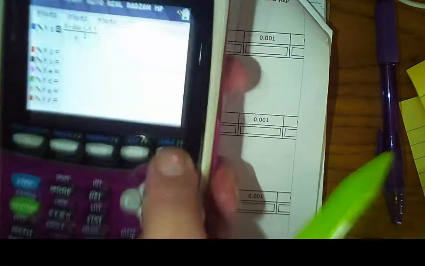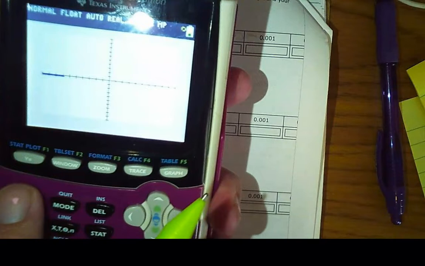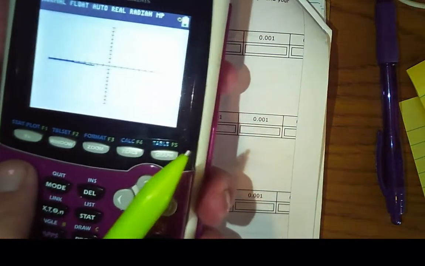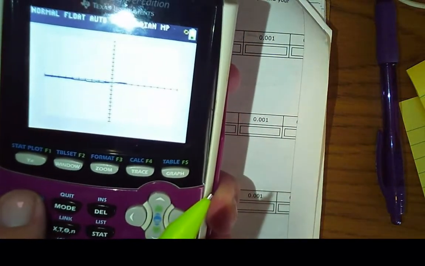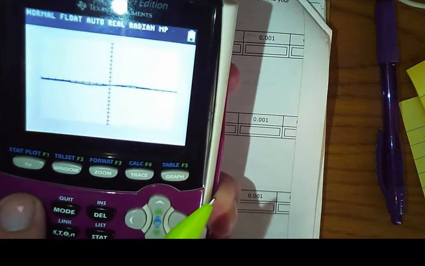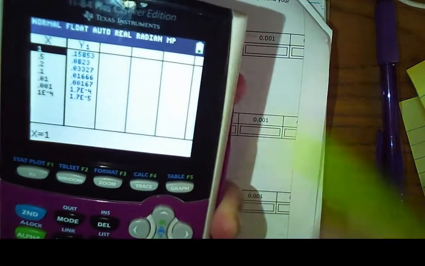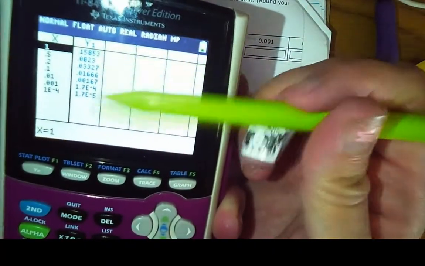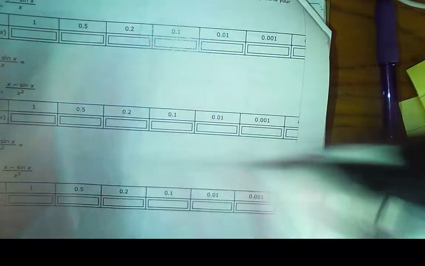So now as I hit, I don't want to grab it. I'm having issues. All right, so as I go, hang on. All right, hit the table. And now all of my values have changed, okay? So you really only have to enter this one time.